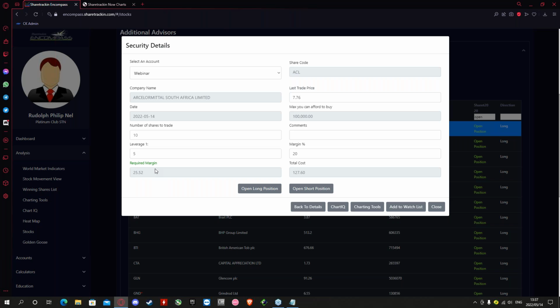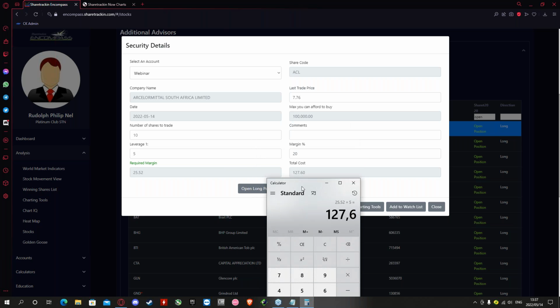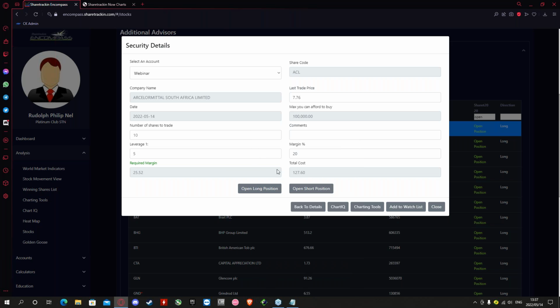Okay, so 25 Rand and 52 cents times 5 would give you, let's just quickly calculate this. So 25.52 times 5 would give you 127.60. Okay, so that's how it will calculate. So 25 times your leverage would give you a total cost.